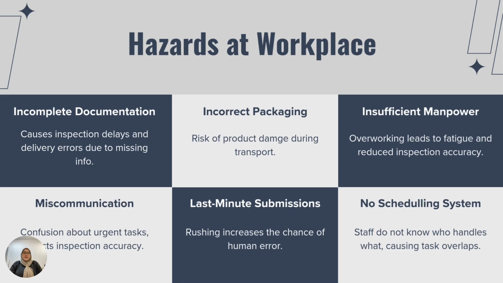Okay, so here are the 6 main hazards that I observed in the department. Incomplete documents often cause inspection delays. Incorrect packaging created risk of damage during transport. Sometimes we didn't have enough manpower, especially during peak times, which affected productivity. Miscommunication also occurred when urgent tasks were not clearly passed down. The two major ones were last-minute submissions and the lack of a scheduling system. Both had a big impact on the flow of work and caused unnecessary stress.